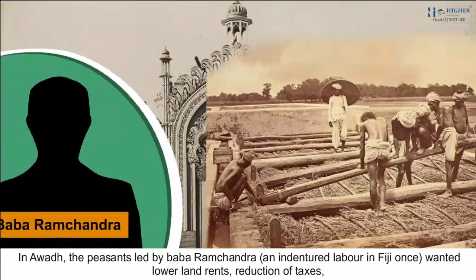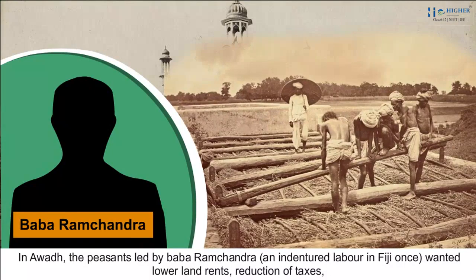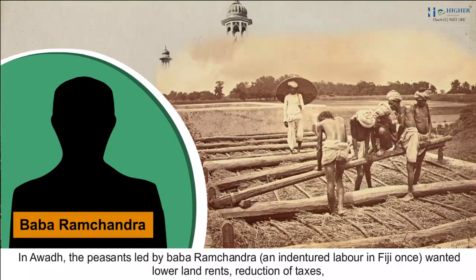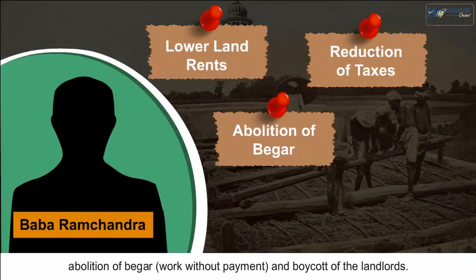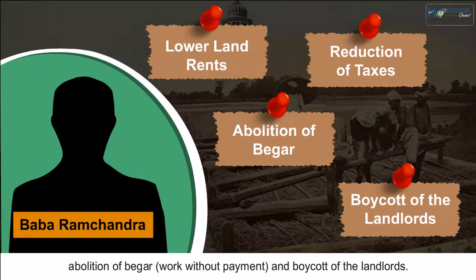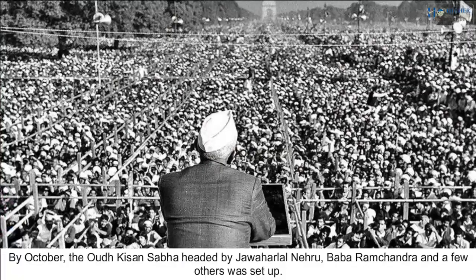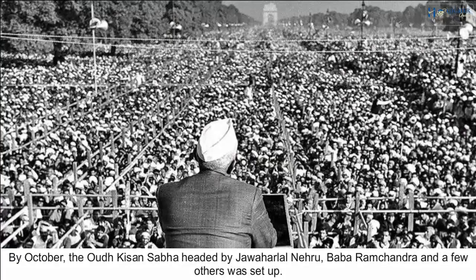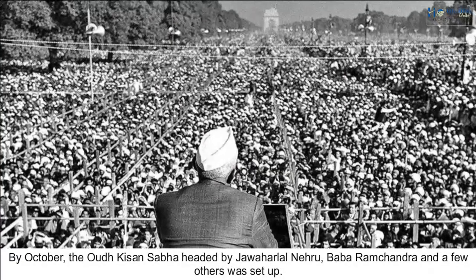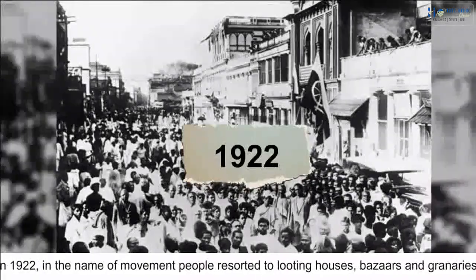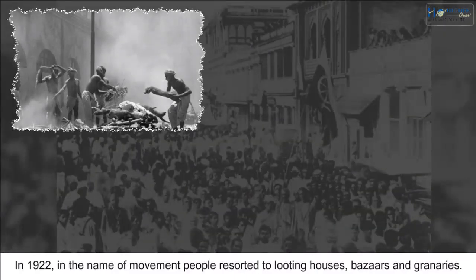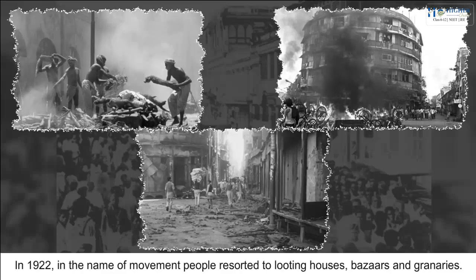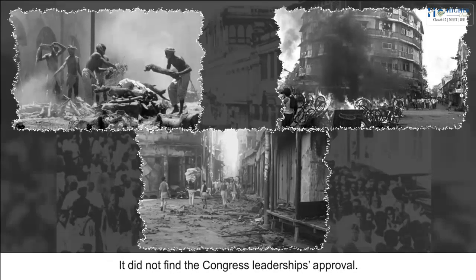In Awadh, the peasants led by Baba Ramchandra, once an indentured labor in Fiji, wanted lower land rents, reduction of taxes, abolition of begar, work without payment, and boycott of landlords. By October, the Awadh Kisan Sabha headed by Jawaharlal Nehru, Baba Ramchandra and a few others was set up. In 1922, in the name of the movement, people resorted to looting houses, bazaars and granaries. It did not find the Congress leadership's approval.